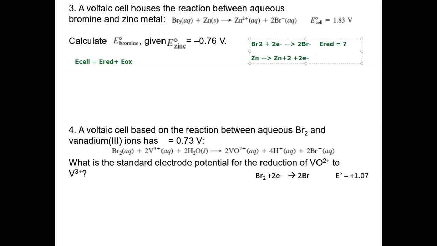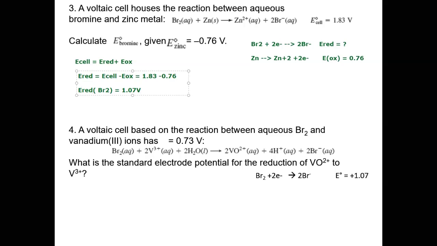We know that the E of reduction of zinc is negative 0.76. So the E of oxidation is 0.76; change the sign. So now to find the E of reduction, equal E of cell minus E of oxidation: 1.83 minus 0.76. So E of reduction of Br2 equals 1.07 volts. And this E of reduction of zinc is negative, and you've got to flip the sign to make it positive.